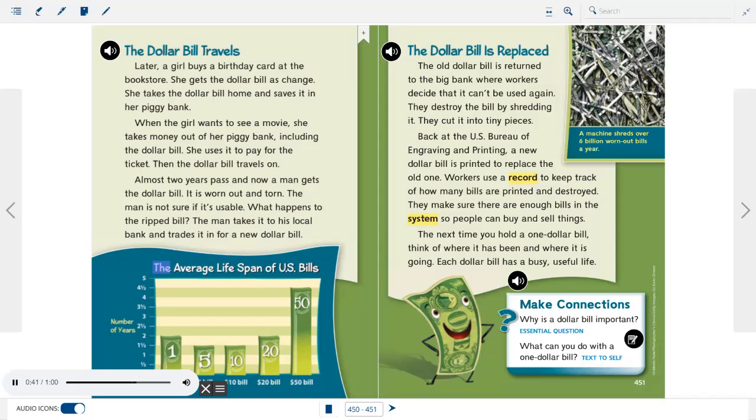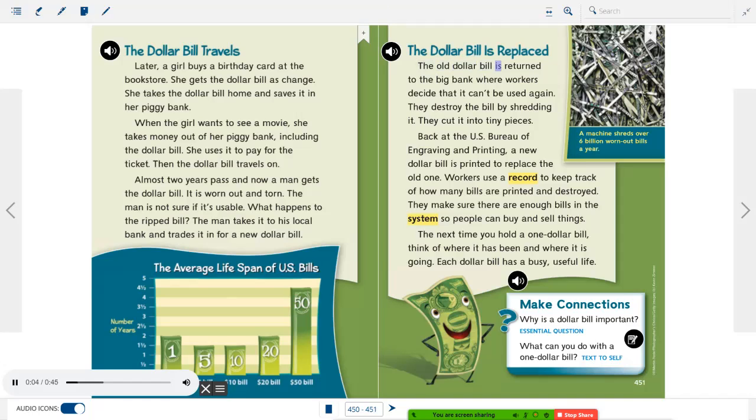Bar graph. The average lifespan of U.S. bills. Graph labels. Number of years. $1 bill. $5 bill. $10 bill. $20 bill. $50 bill. The dollar bill is replaced.